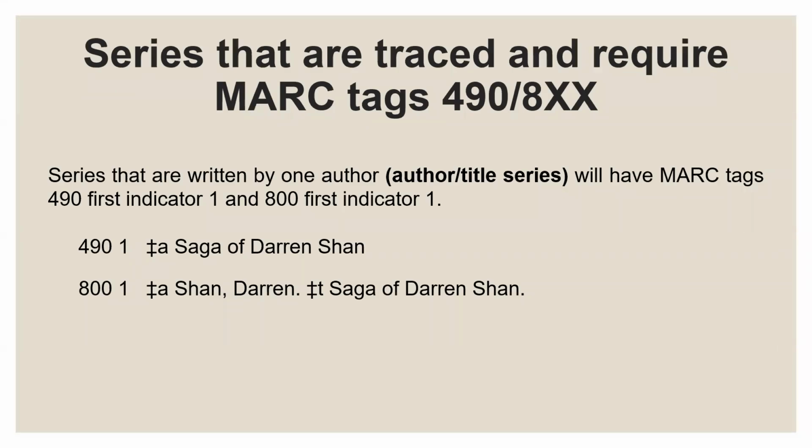So this is what our bib record is going to look like for this series. It is a trace series, which we'll look at in a few minutes. But in our 490, we're going to have 490 first indicator 1, Saga of Darren Shan, because that's what was on the book. We transcribed that. And then in our 8XX, we're going to have an 800 first indicator 1, the author's name, and then the series title, and that is coming exactly from the 1XX in our series authority record.